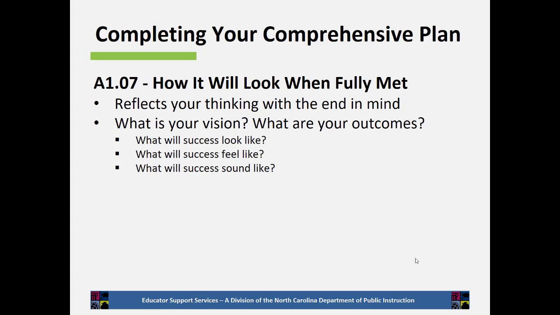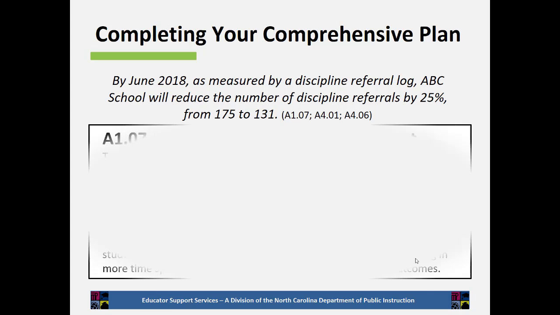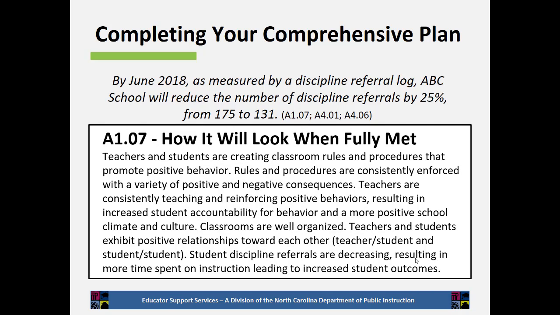What I've done is I've created a sample How It Will Look When Fully Met box using this specific goal. Remember, we're tying this goal to A107. So here's a sample. Teachers and students are creating classroom rules and procedures that promote positive behavior. Rules and procedures are consistently enforced with a variety of positive and negative consequences. Teachers are consistently teaching and reinforcing positive behaviors, resulting in increased student accountability for behavior and a more positive school climate and culture. Classrooms are well organized. Teachers and students exhibit positive relationships toward each other, teacher to student, student to student. Student discipline referrals are decreasing, resulting in more time spent on instruction, leading to increased student outcomes.